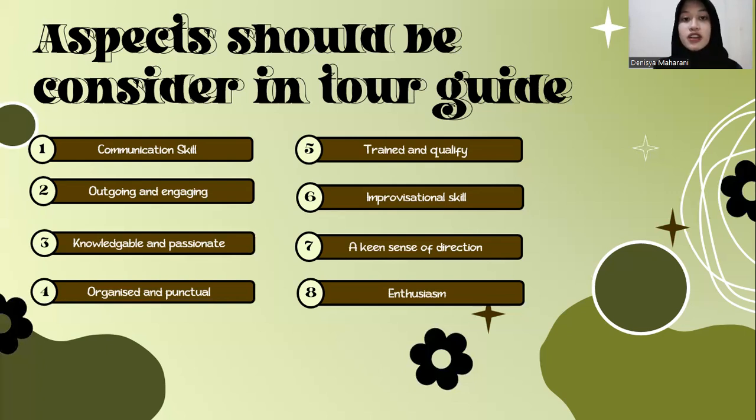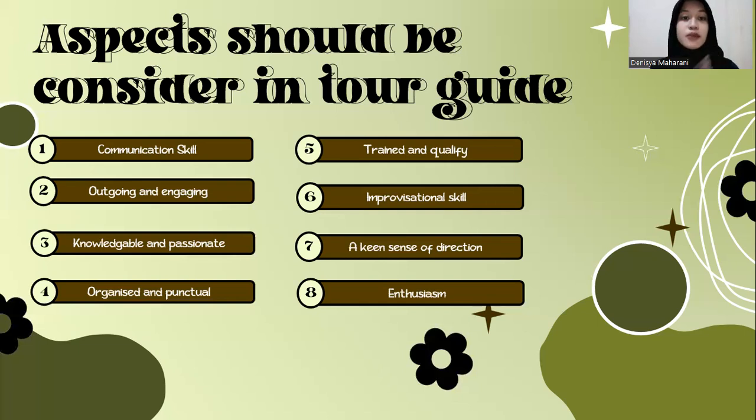Number four is organized and punctual. It is very important for a tour guide to always be on time, have a clear structure, and follow the set itinerary so that the traveler will not feel disappointed about the travel. Number five is trained and qualified. A tour guide with an official guide training or license can add value because they are able to organize and run the travel experience following official guidelines.